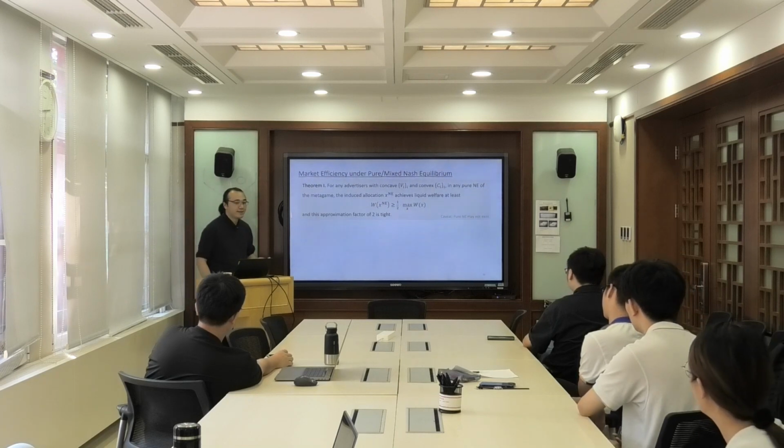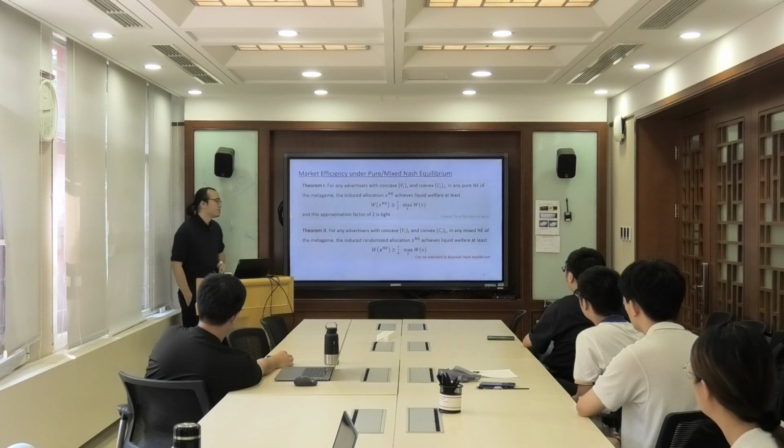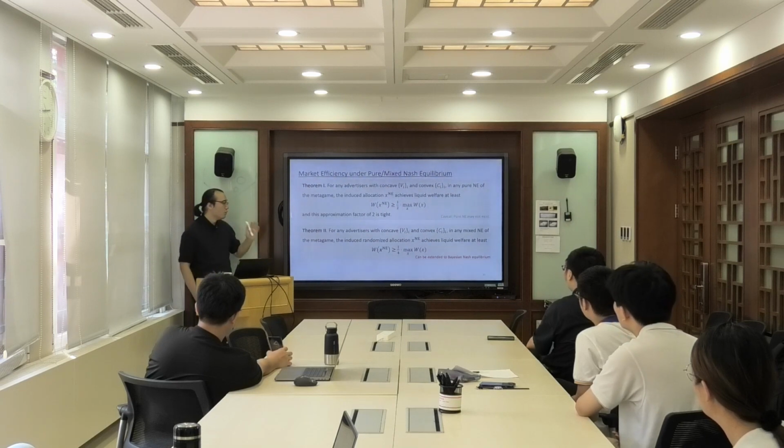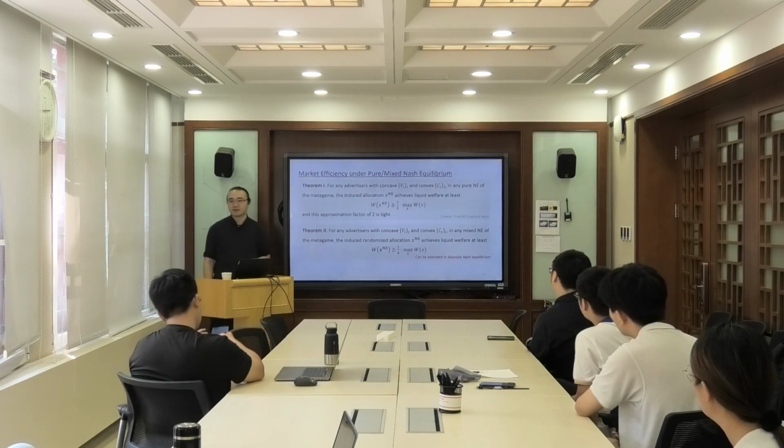And the caveat here is that, as we saw from previous examples, the pure Nash equilibrium may not exist in our metagame. On the other hand, we are able to show that if we consider mixed Nash equilibrium, which always exists for our metagame, then the liquid welfare of the allocation in the mixed Nash will be at least a quarter of the optimal liquid welfare.